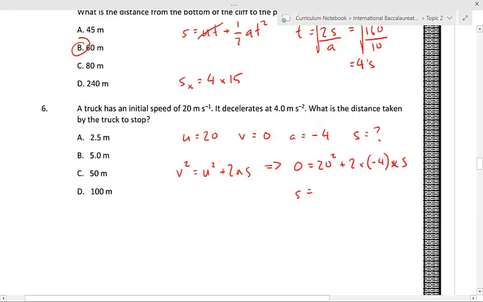So s is going to be equal to -400 over 2 times -4, which is -8. So that is 50 meters. That's C.